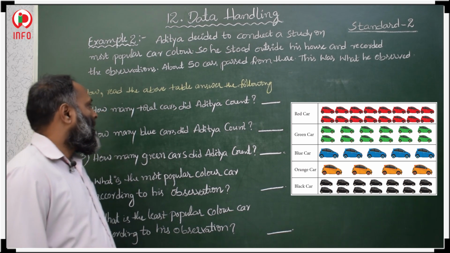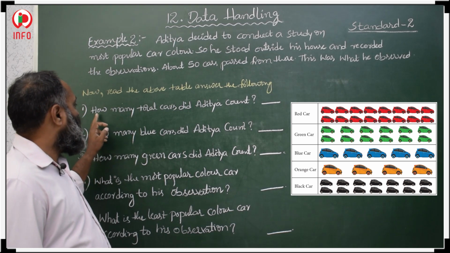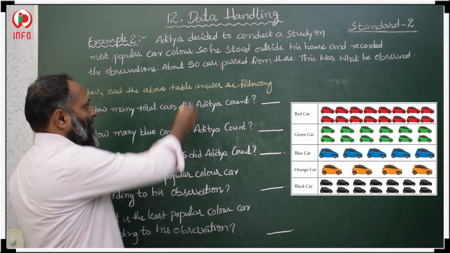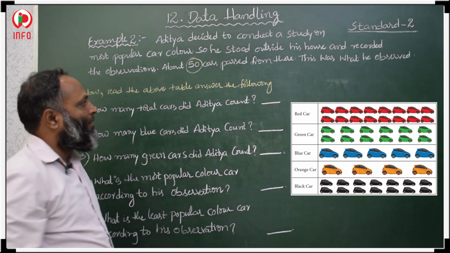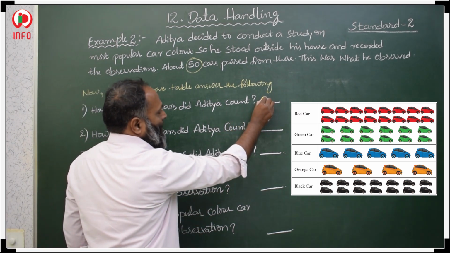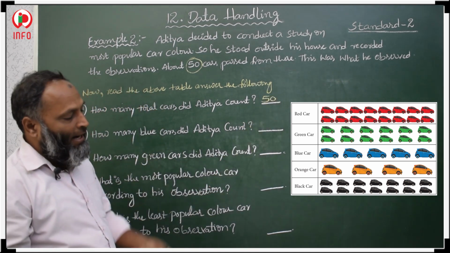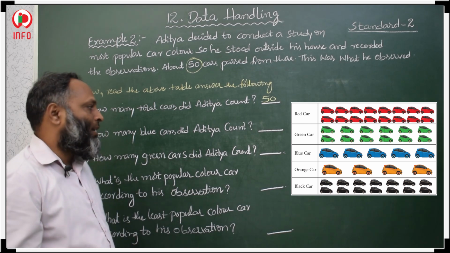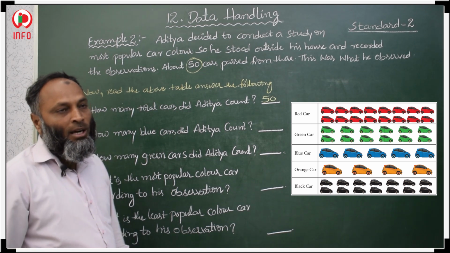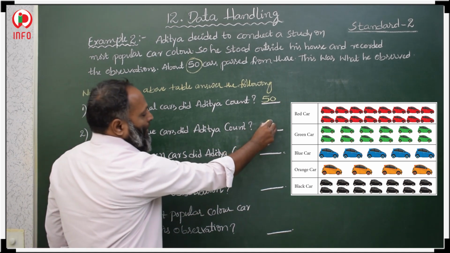Now here are the questions he asked based on the pictograph. How many total cars did Aditya count? Total cars he has already given here: 50 cars. If you want, you can add all the cars and say what the answer is. Now, how many blue cars did Aditya count? Blue color cars: 1, 2, 3, 4, 5. 5 blue color cars he counted.